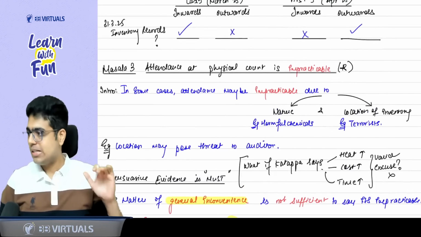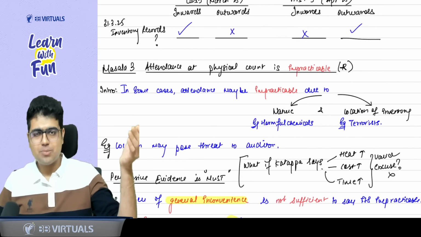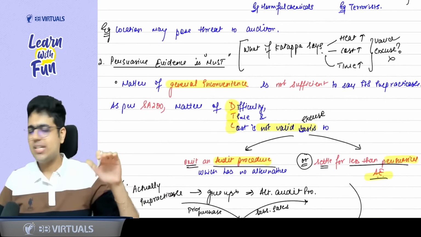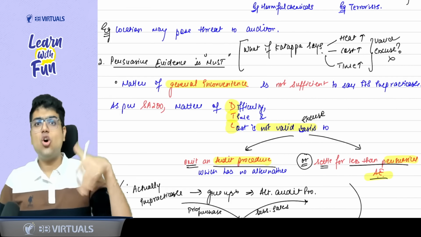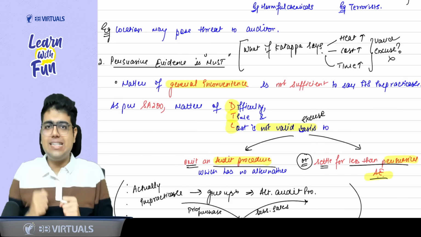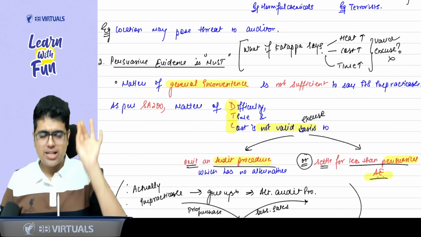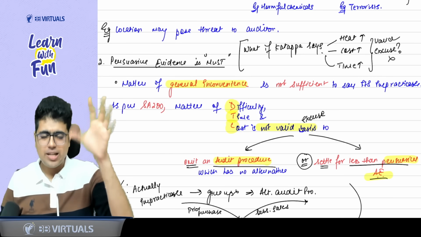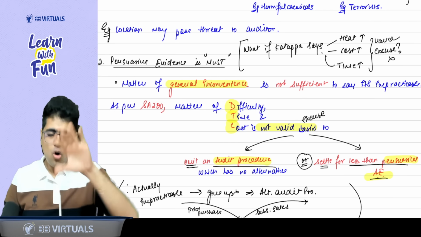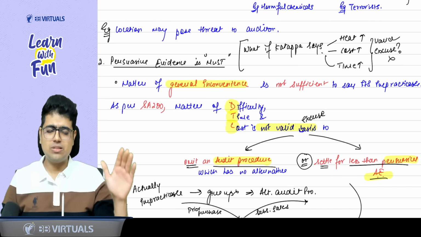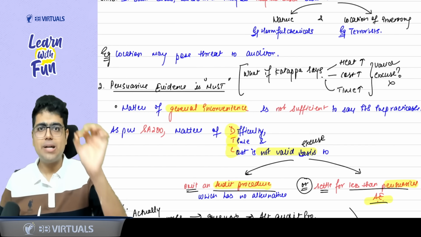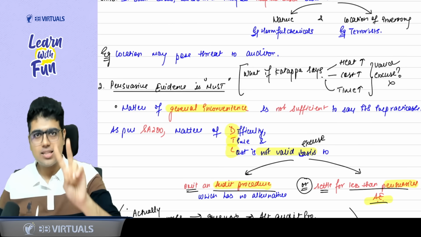So the first 2 points are, first point, you explain what is impracticable, that is location and nature, it poses a threat to the auditor. Second point, you say any general inconvenience or DTC. What do you mean by DTC? DTC means difficulty, time and cost. That is not a valid excuse. That is not a valid basis to omit a procedure or settle for less than persuasive evidence. That means persuasive evidence is a must. You need to collect proper evidence. Are these 2 points clear?